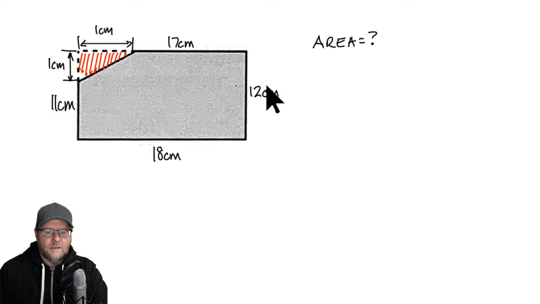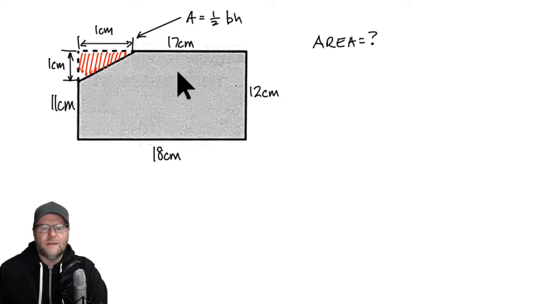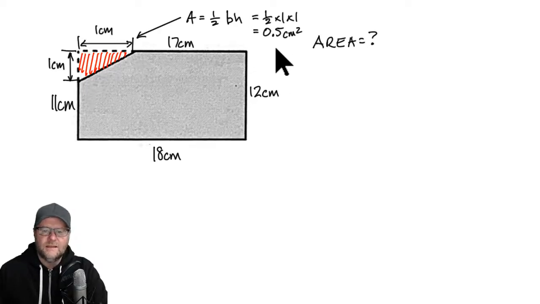Okay, same with this. If this is 12 from top to bottom and this bit is 11, that only leaves me 1 centimeter for this piece. So I've got a triangle that is 1 centimeter by 1 centimeter. Once again, the diagram doesn't look right, but I'm going with the numbers. The area of that triangular piece is half times the base times the height. That's our formula for the area of a triangle. So I can do that. Half times one side times the other gives me an area of 0.5 centimeters squared.